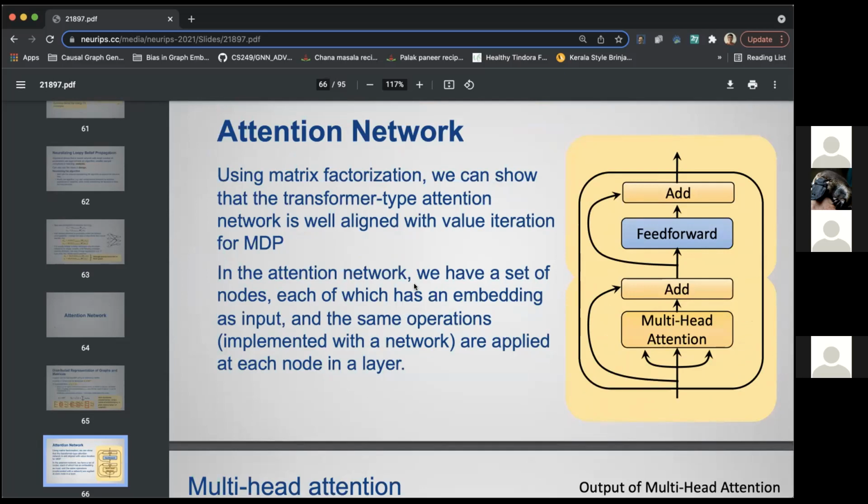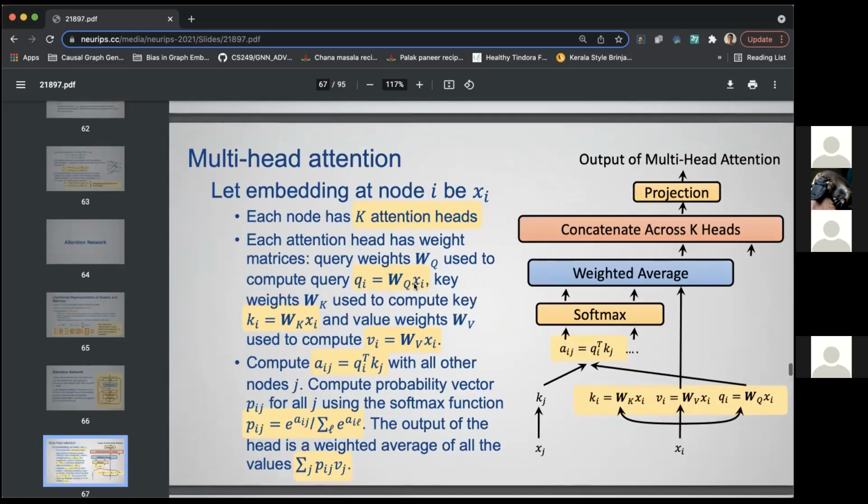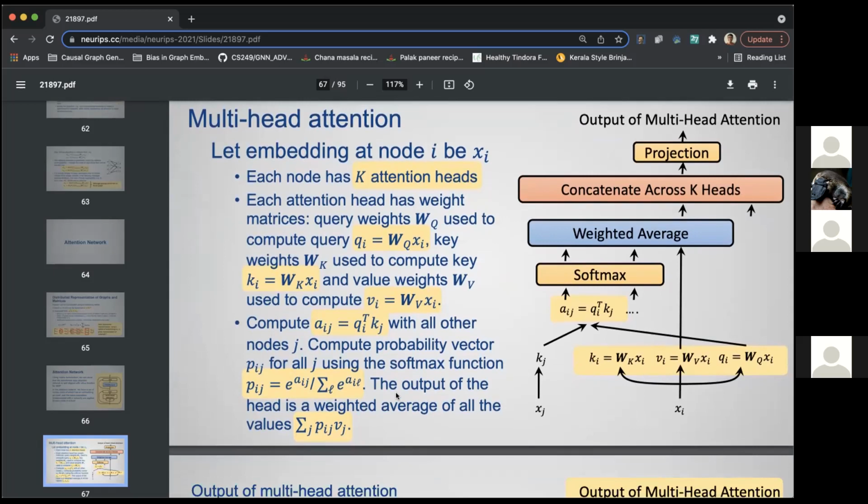In the attention network, we have a set of nodes, each of which has an embedding as input, and the same operations are applied to each node in a layer. So let's quickly recap how multi-head attention works. Let the embedding at a node i be x_i, and of course we might have k attention heads. We embed the representations of the input nodes using query weights W_Q. We also embed the input nodes to get keys using W_K, and we also get value vectors as well.